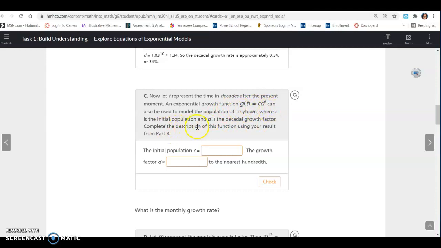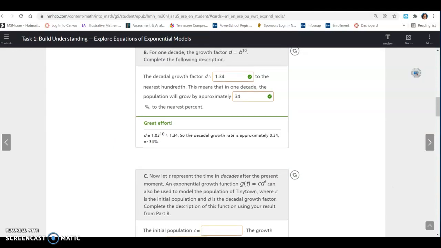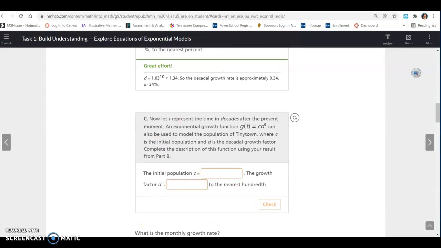It says complete the description of this function using your result from part B. Looking up here at part B, we got the decadal growth factor of 1.34. It says what is the initial population? The initial population was 4,000. And our growth factor is 1.34. We found that in part B.